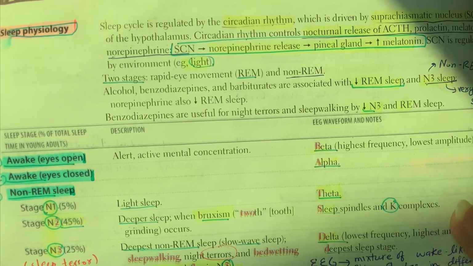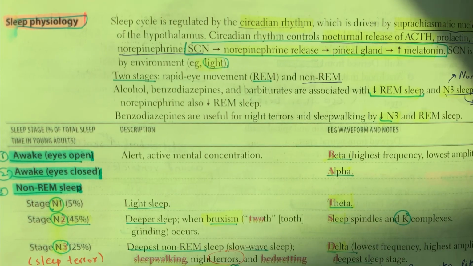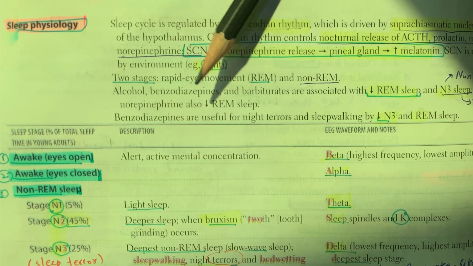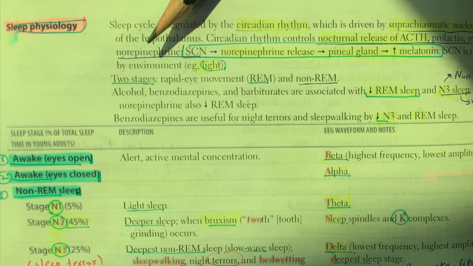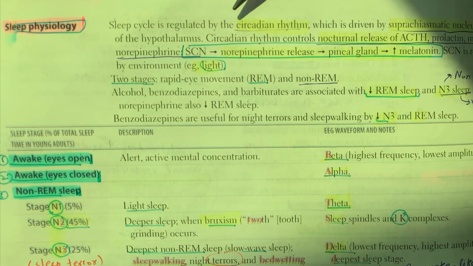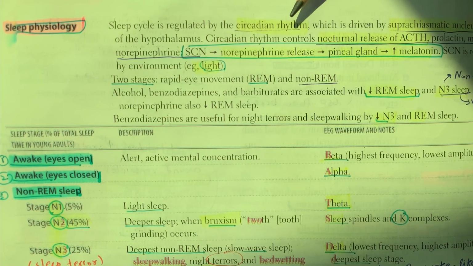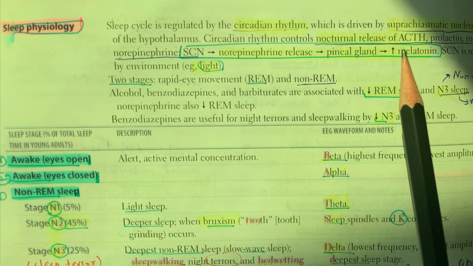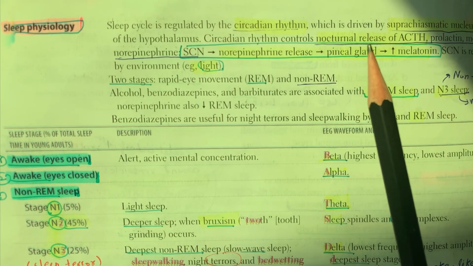Very important. You're going to see many questions coming from sleep physiology, and there is a high chance you're going to mix a lot of them up. So today we'll complete sleep physiology, and that we'll call it a day. Sleep physiology: the sleep cycle is regulated by the circadian rhythm, your day and night rhythm, which basically is destroyed when you use your phone and sleep in the day and stay up in the night.